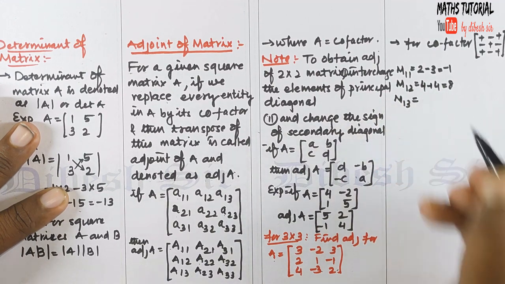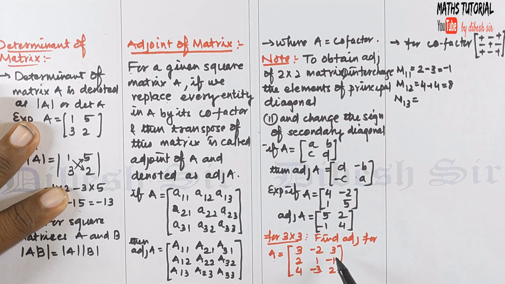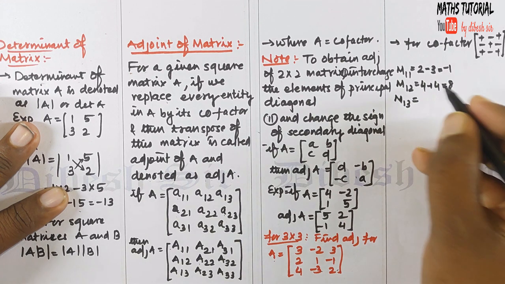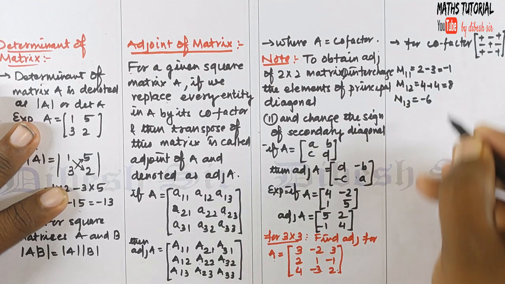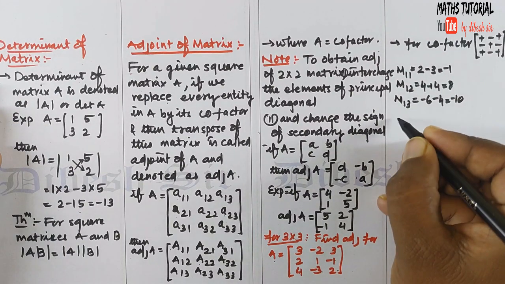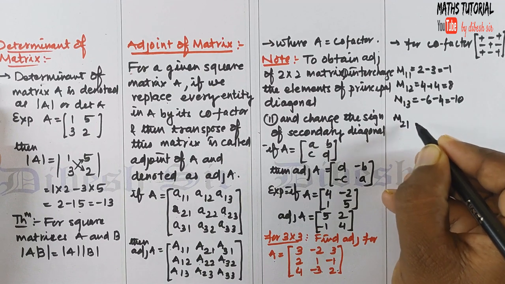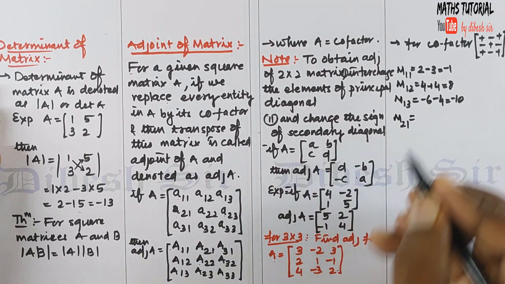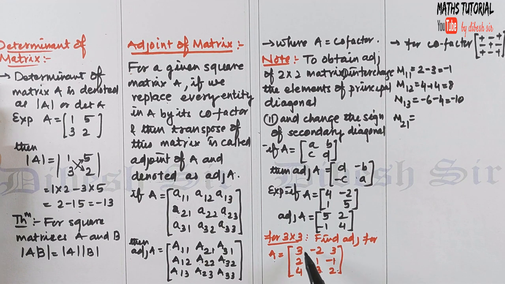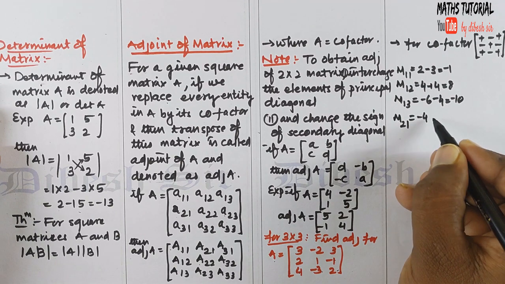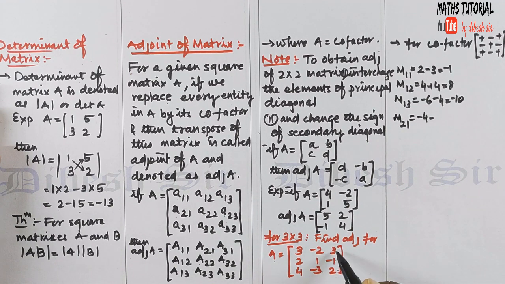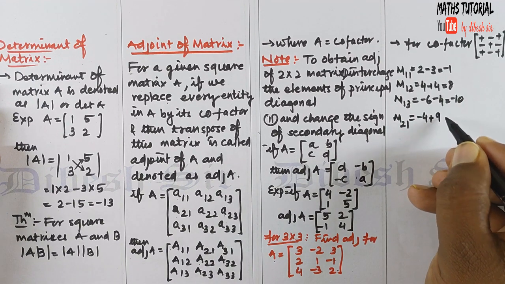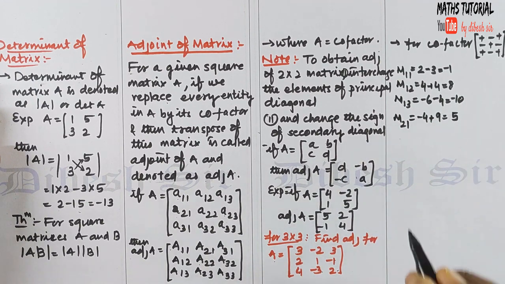M13. First row, third column. Close it. The remaining matrix gives 2 into minus 3, that is minus 6, minus 4, that is minus 10. Then M21 means second row, first column. This is our second row, first column. The remaining gives minus 2 into 2, that is minus 4, minus 3 into 3, minus 9, that is plus 9. 9 minus 4, that is 5.